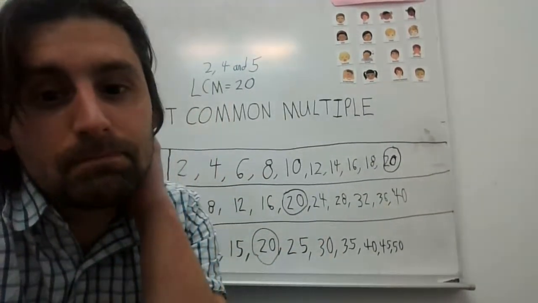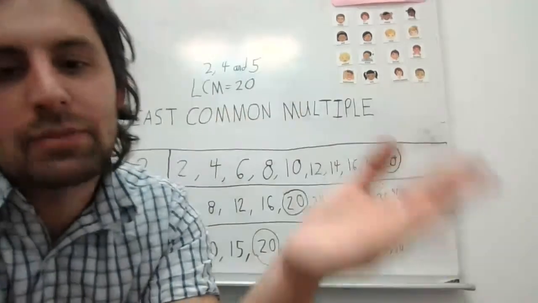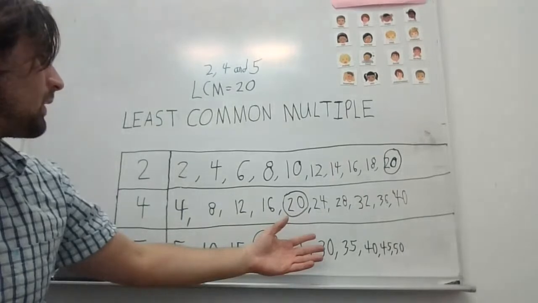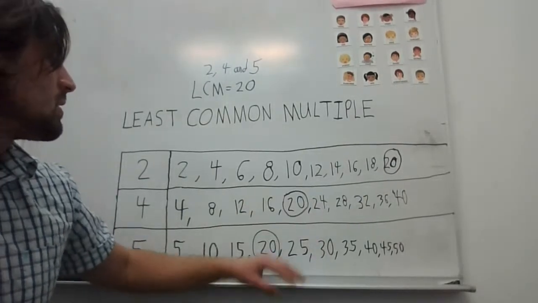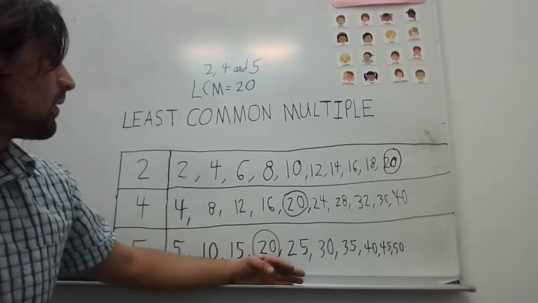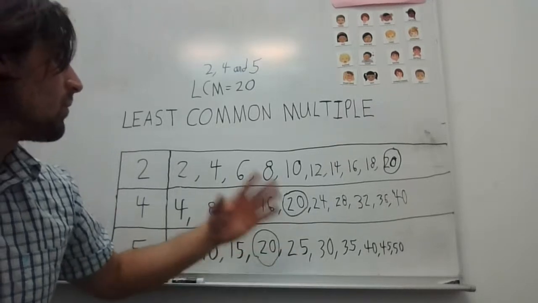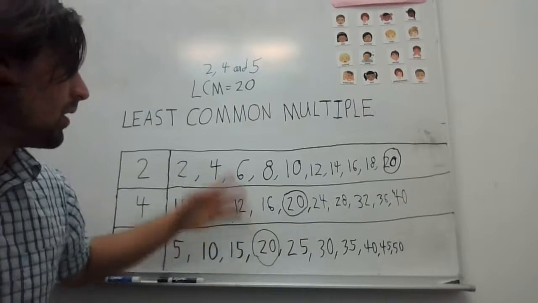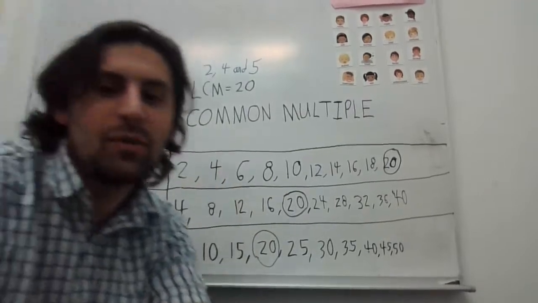And again, if I kept skip counting, we would find that 40 is also a common multiple between 4, 5, and 2. 60 would be another common multiple between 4, 5, and 2. There's other multiples in common, but 20 is the least common multiple. 20 is the smallest number that these three have in common. Just wanted to reiterate that.